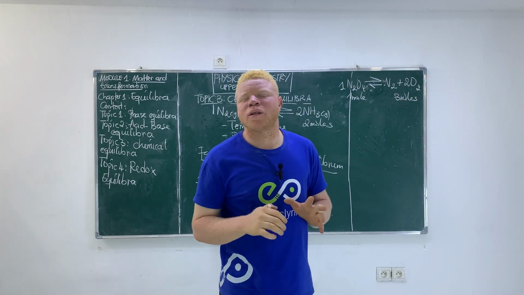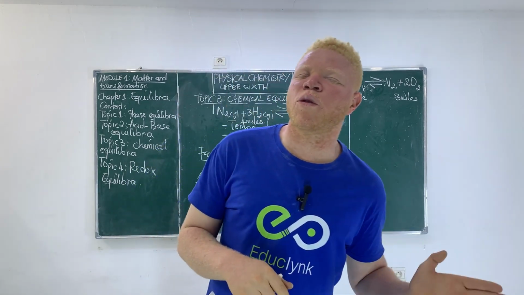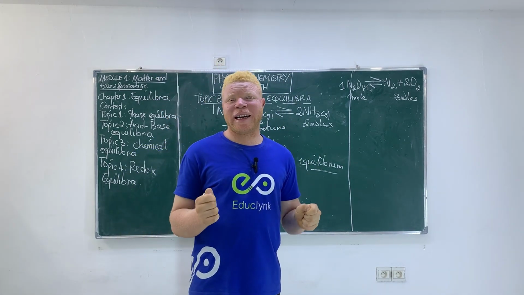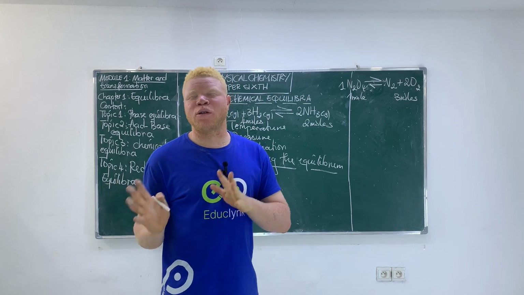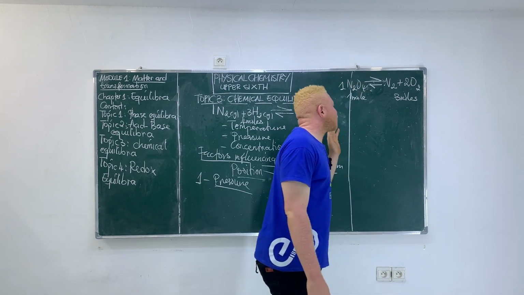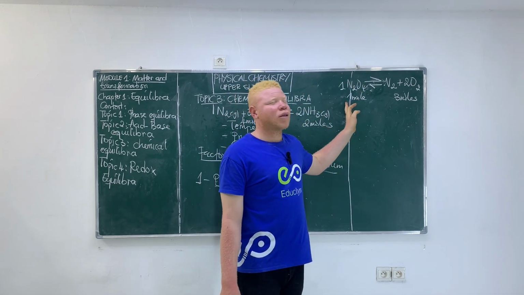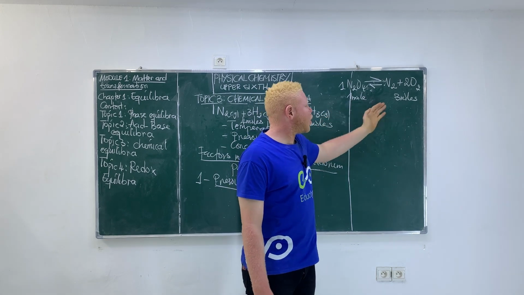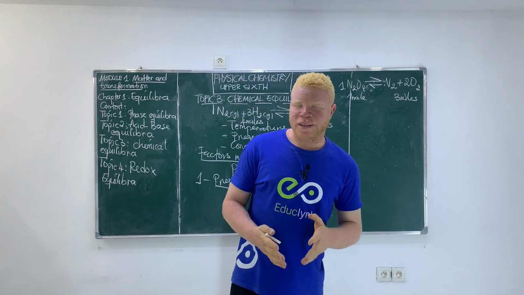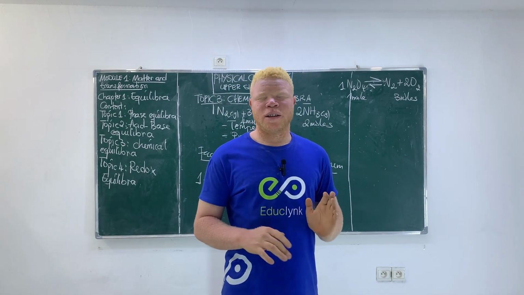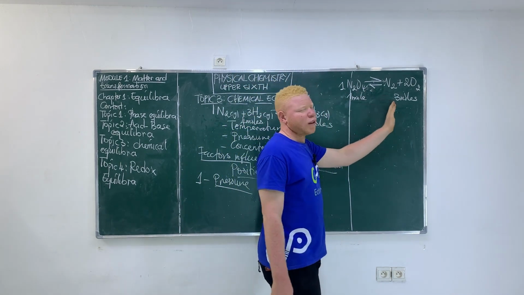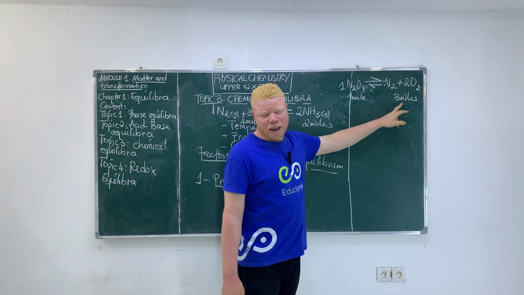The equilibrium position depends on the number of moles on the left or the right. An increase in pressure will shift the equilibrium position to the side where the number of moles is less. In this case, the equilibrium position will shift to the left. Why? Because on the left we have just 1 mole, on the right we have 3 moles. This will happen if and only if pressure is increased. If pressure is decreased, the reverse will occur. The equilibrium position shifts to the side where the number of moles is more, that is on the right.